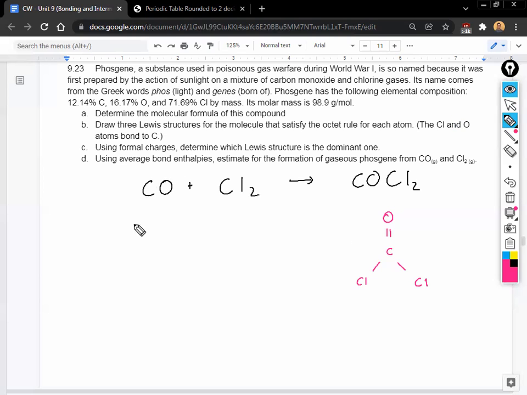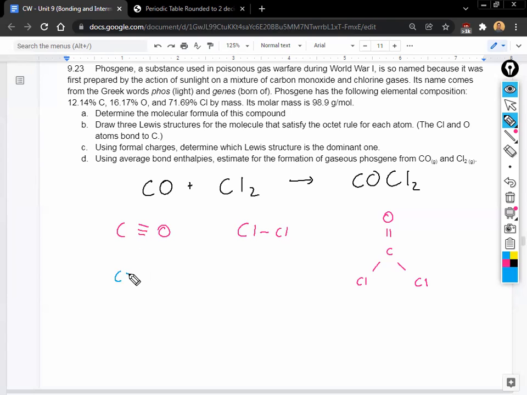Okay, so we have CO, and for CO, you should have this as your structure: carbon triple bonded to an oxygen. And then for Cl2, you should have Cl single bonded to another Cl. Everyone got that? Hopefully. Now, we want to start off by figuring out what the energy of breaking the bonds are.